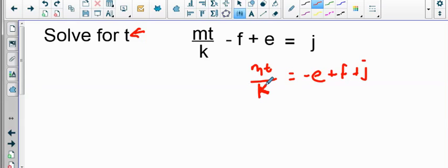All right, so we could try to get the T away from the M first, but as I told you, you probably want to undo the fractions first. So let's go ahead and undo that fraction, undo that division problem. How do you do that? You multiply by the denominator again.